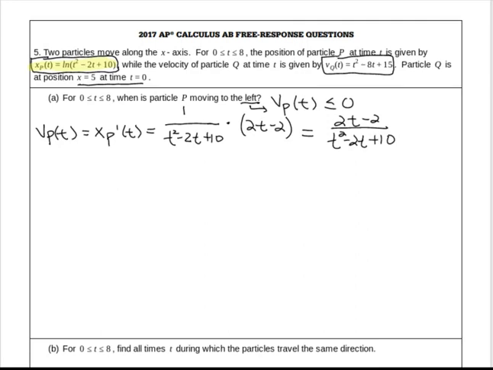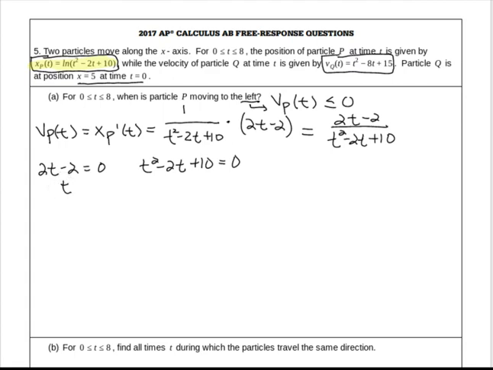Now that we have the derivative of the position, so we have the velocity function, we need to find the critical points. So we're going to set the top equal to 0, and we're going to set the bottom equal to 0, because that'll tell us when the derivative is equal to 0 or undefined. So here we end up getting t is equal to 1, so that's a critical point, which is good.